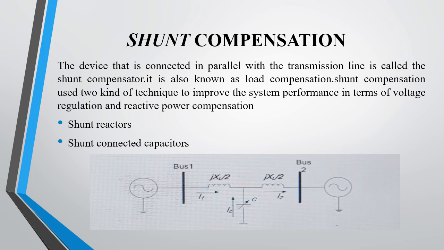Shunt compensation uses two kinds of technique to improve the system performance in terms of voltage regulation and reactive power compensation. They are shunt reactors and shunt connected capacitors. The figure shows the shunt compensation technique.